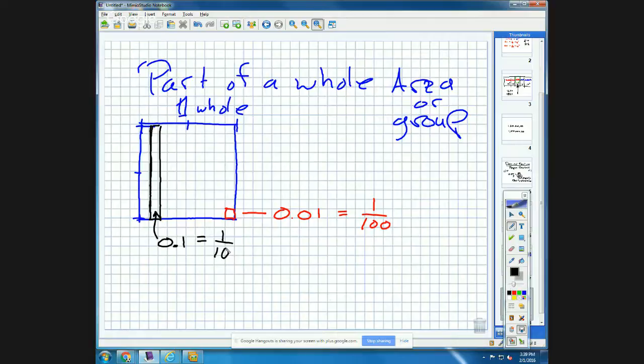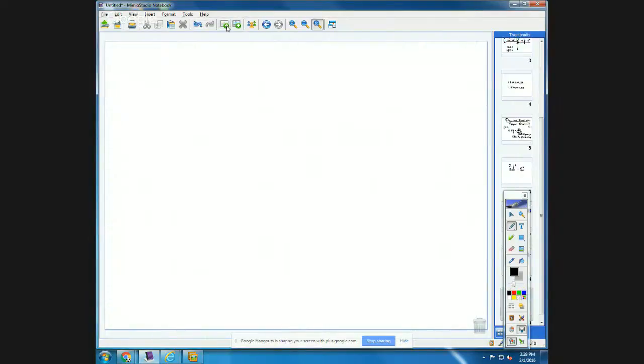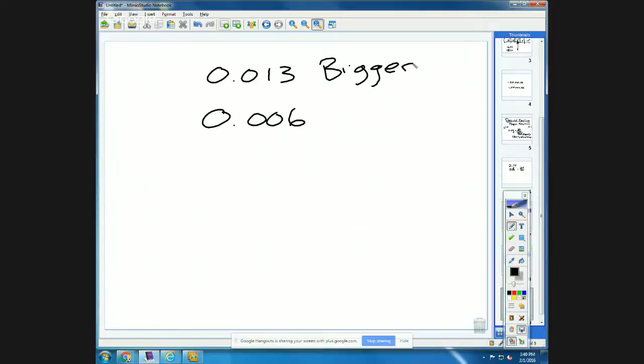Are decimals maybe easier to order? Can be. So for example, somebody might give me 0.013 versus 0.006, and I want to decide which one's the bigger one. Well, it's just a matter of reading them properly, right? They both happen to have the same place value, so 13 thousandths versus 6 thousandths. Which one's bigger? 13 thousandths.